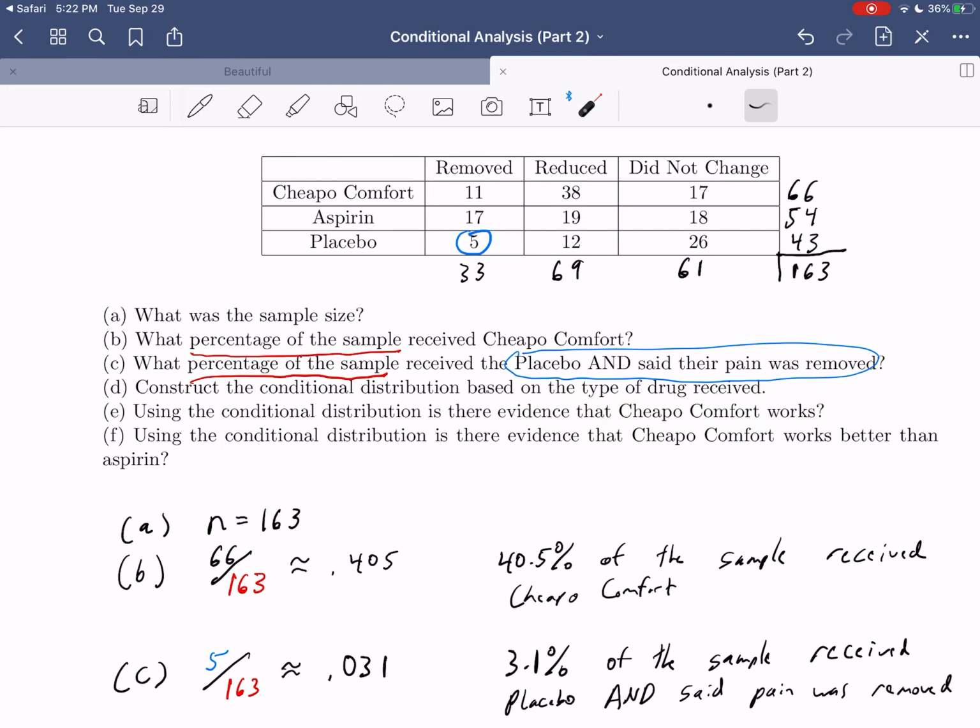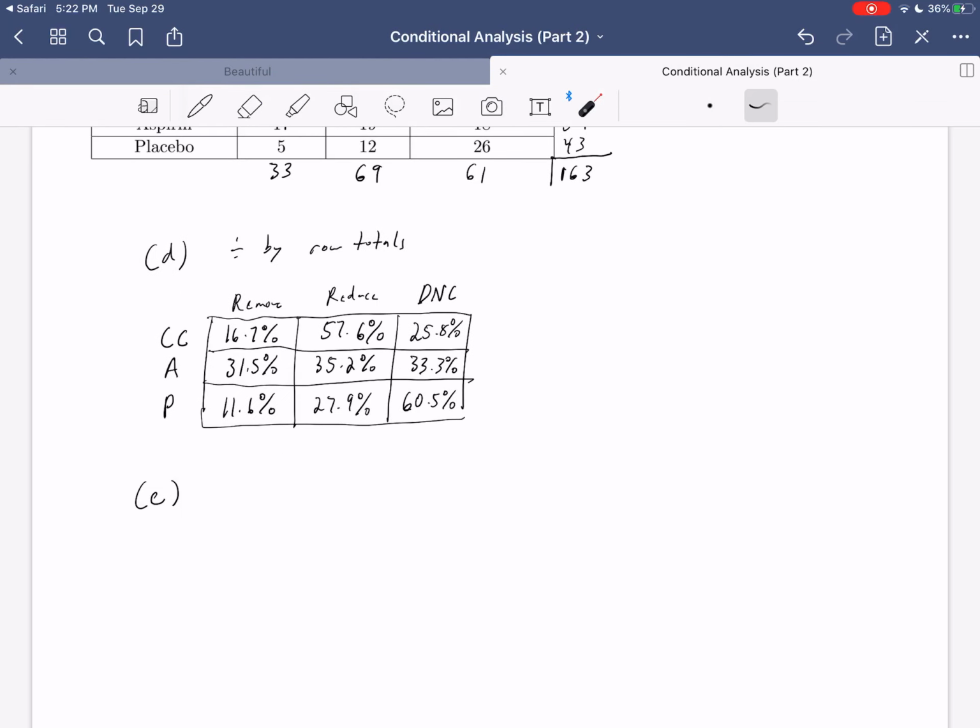Well, if it works, Cheapo Comfort should do a better job than the placebo. Because remember, what is the placebo? It's a fake treatment. So if you want to make sure that your drug really works, it needs to do better than the placebo. If it's the same as the placebo, then that just means the only reason it's working is because people think they're receiving a treatment. It needs to do better than the placebo. So let's go ahead and see if that's the case. So we're going to be doing Cheapo Comfort versus the placebo.